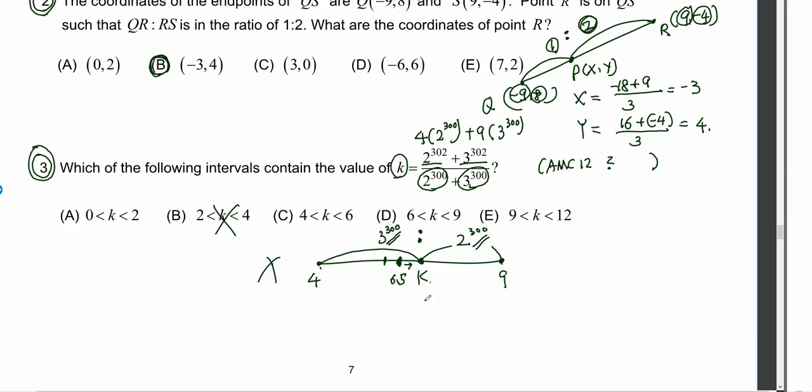6 over here. No, k should be to the right of 6.5. Okay, it should be greater than 6.5. This is not working. This isn't working. 9 is out of bound. Okay, so that's why choice D is the answer.